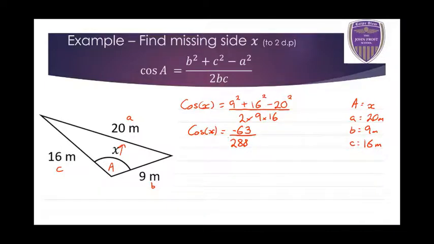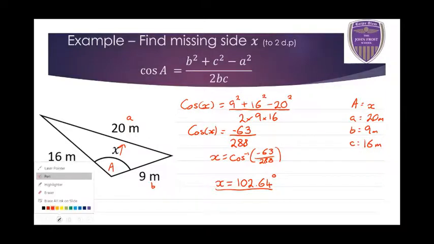So we know cos of X is minus 63 over 288. So that means X is going to be inverse cos of minus 63 over 288. Let's just draw those 8s better. And that gives us an answer of X equals 102.64 degrees. And that's perfect. So 102 is an angle bigger than 90 degrees. We can see this angle is bigger than 90 degrees. So we don't have to change anything when we use the cosine rule for finding angles bigger than 90 degrees. Okay. So that's nice to bear in mind for this rule.